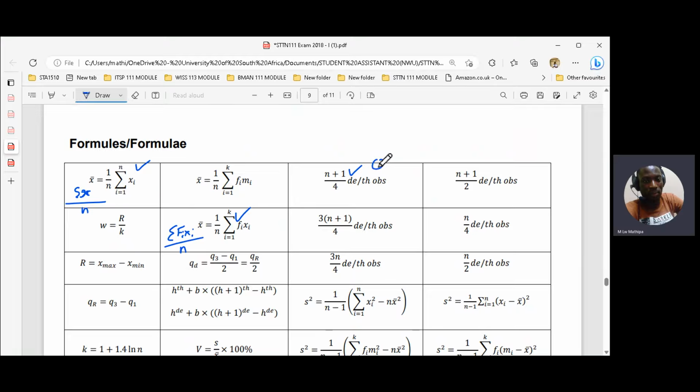Then this one is the formula for the position for Q1. And this one is for the median, sometimes they call it Q2 or the second quartile. And this one is for Q3. So these, Q1, Q2 and Q3, are all for ungrouped data when you're given a data set. Hope you all understand that.